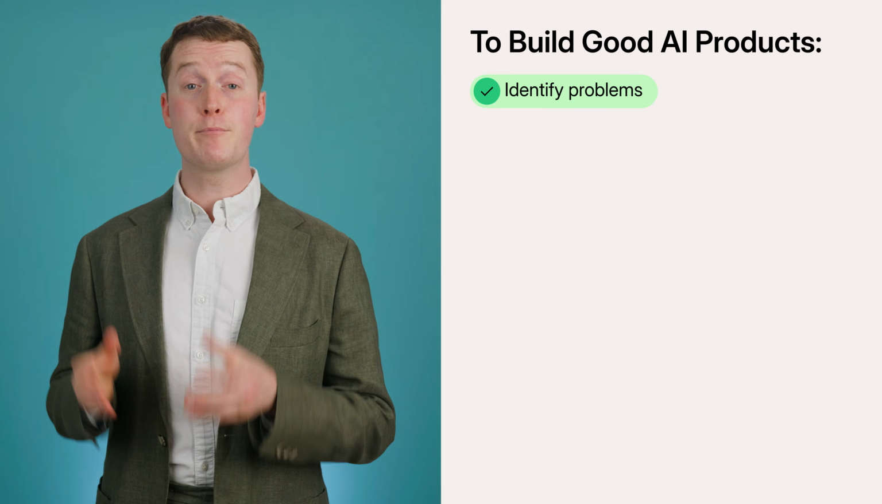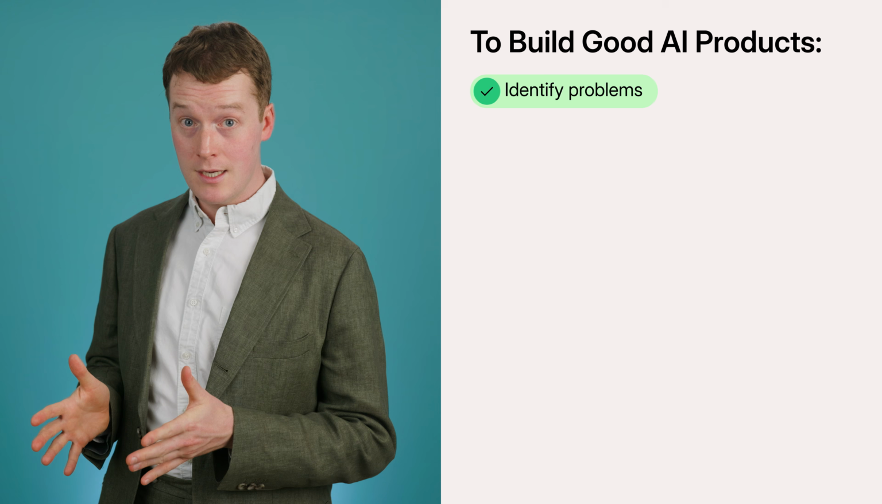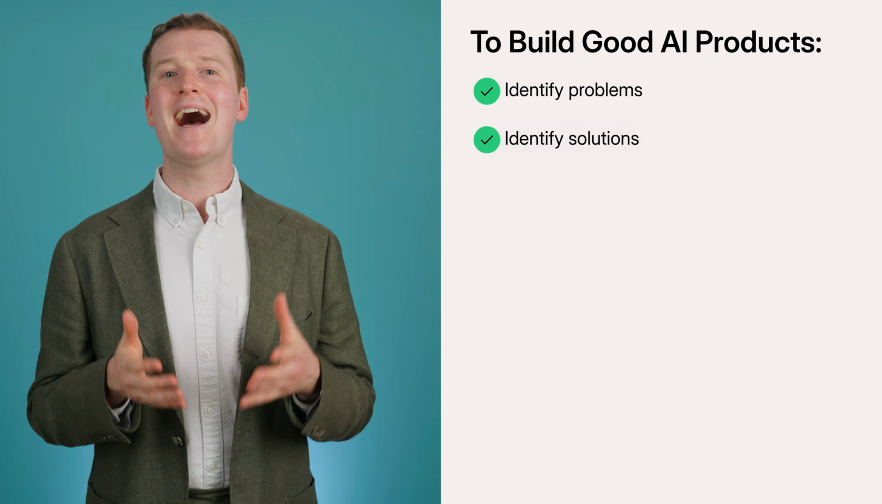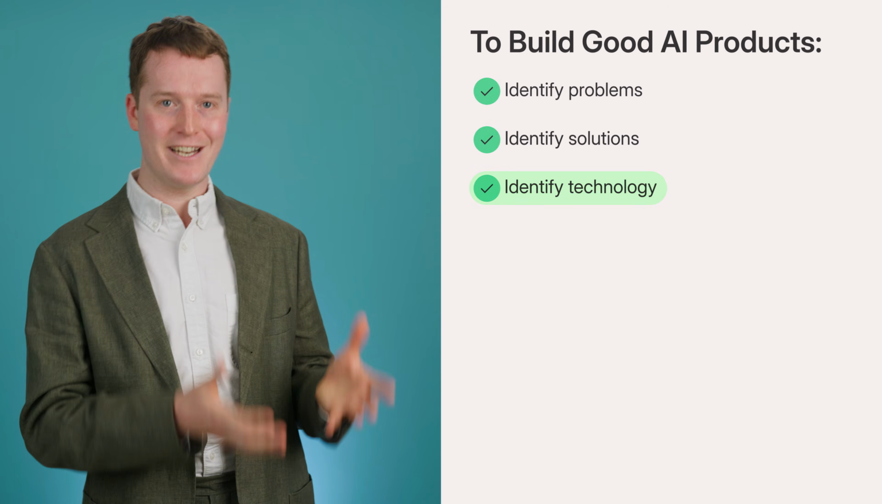To build good AI products, we should start with three major steps: identifying problems that users experience, identifying how we might go about solving those problems, then identifying the technology that can help. The challenge is that these days, we so often start with selecting the technology and find a problem for it to solve later. With AI, this bad reverse order is even worse.